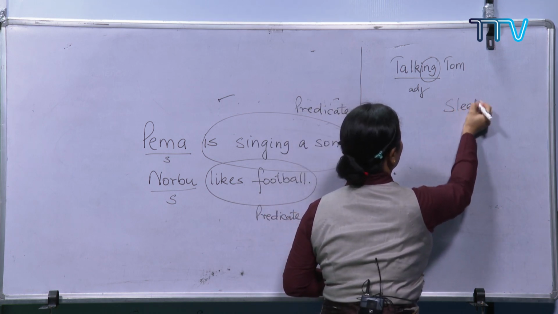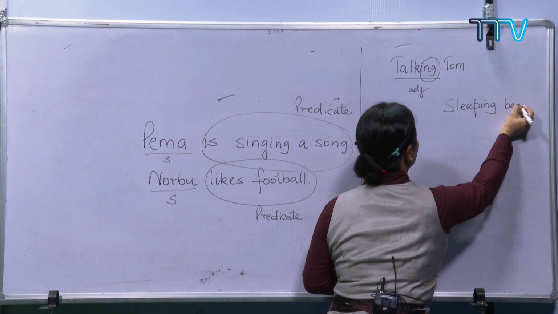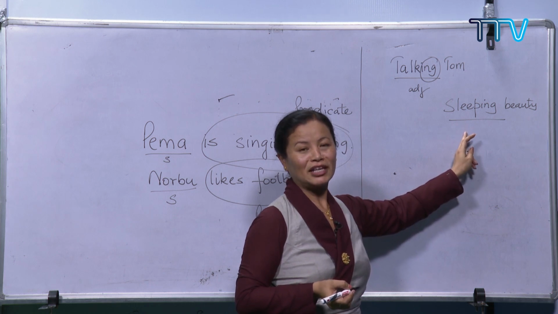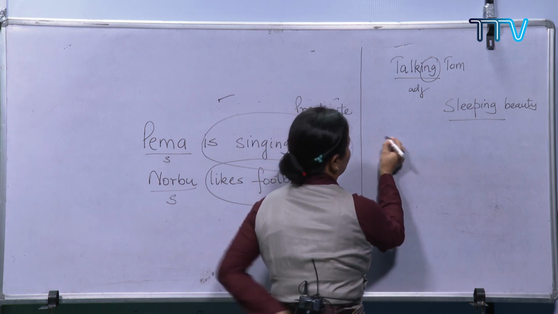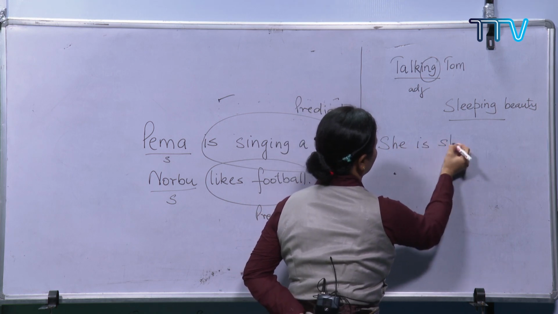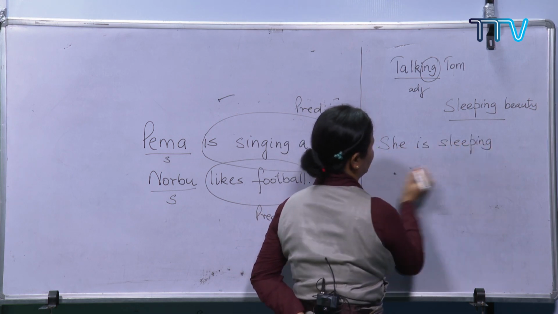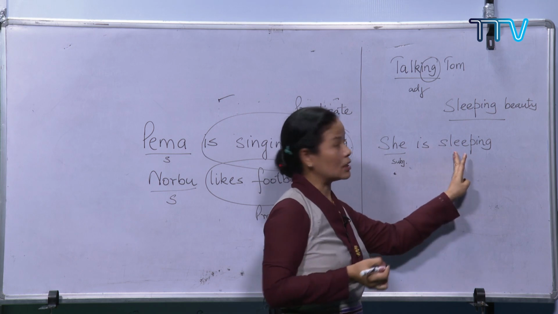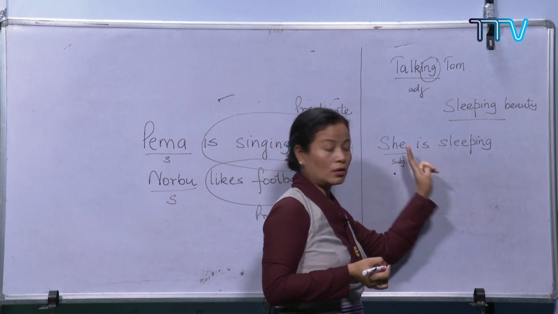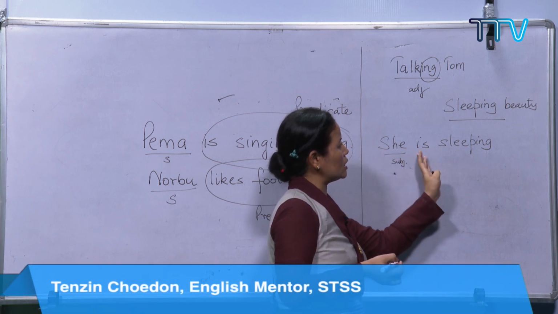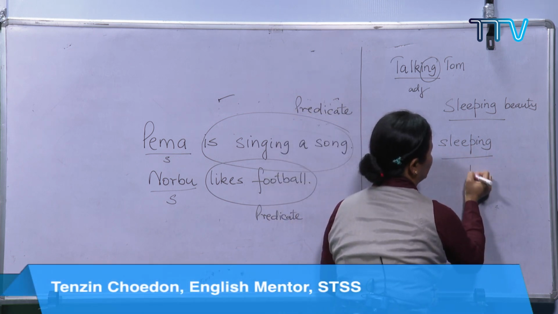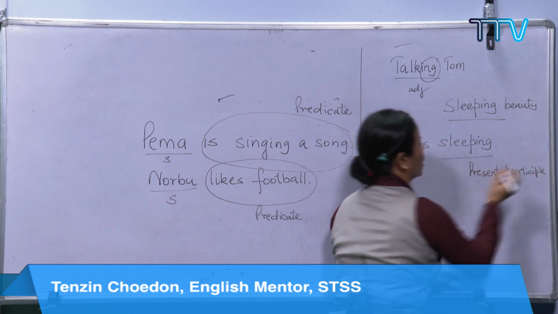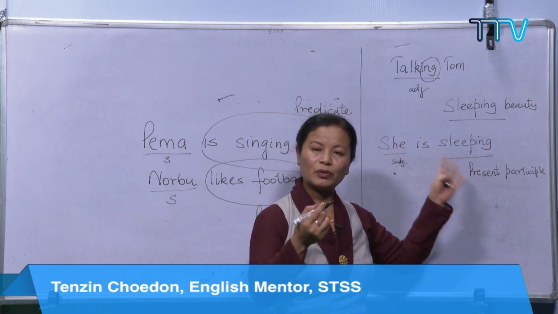You have Sleeping Beauty. Sleeping Beauty, so sleeping is an adjective. If we say she is sleeping, now you can see the subject here is she. With the help of the auxiliary verb, the helping verb is, she is sleeping. So this is the present participle. You can have present participle, past participle, perfect participle.